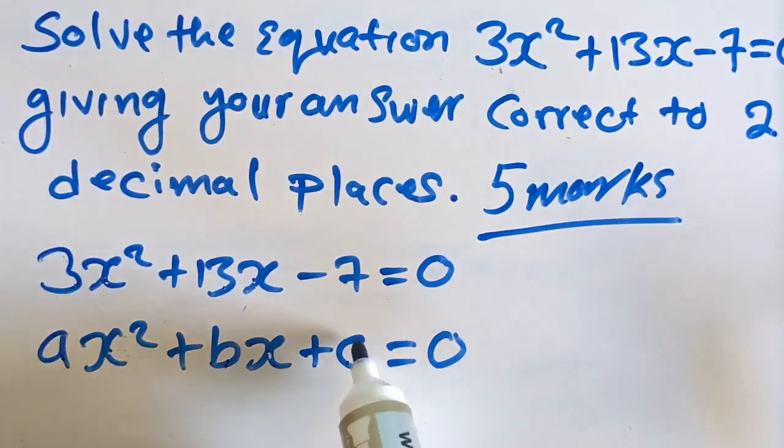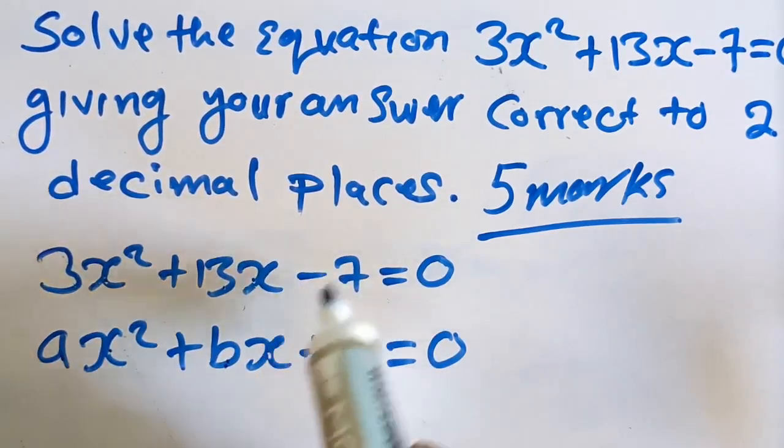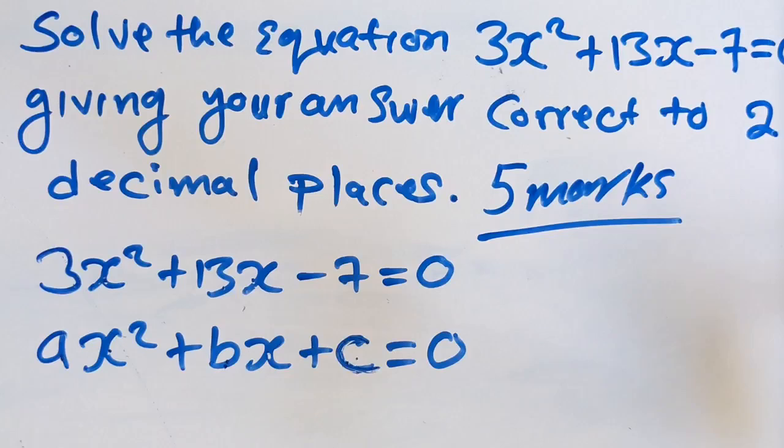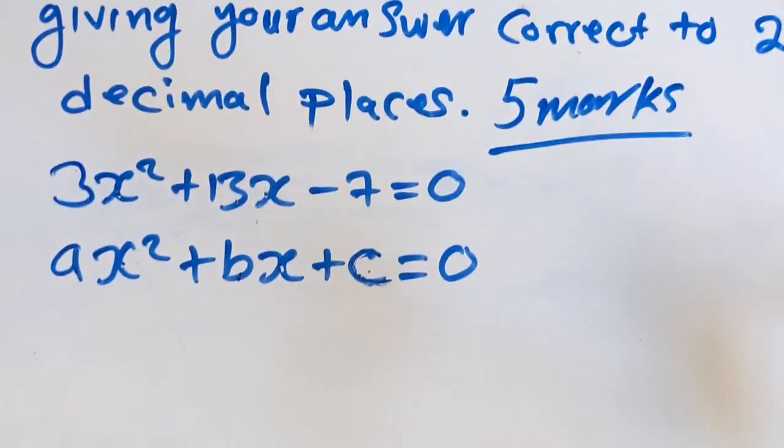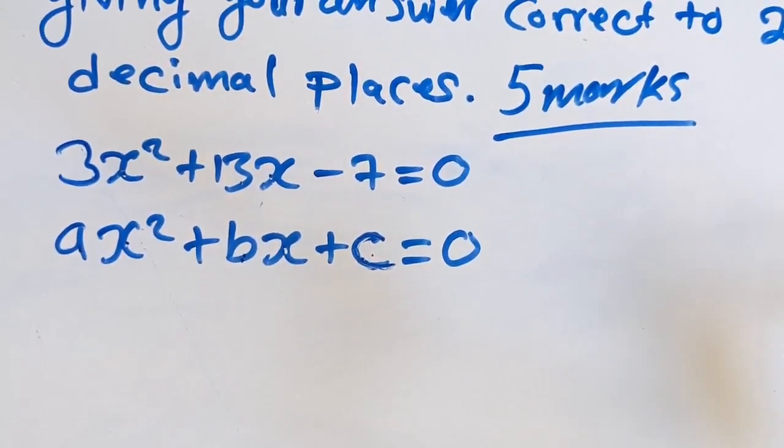Now this is a constant. We call it a constant. It is a number without a letter. So now you know what a coefficient is. It is a number attached to a letter.